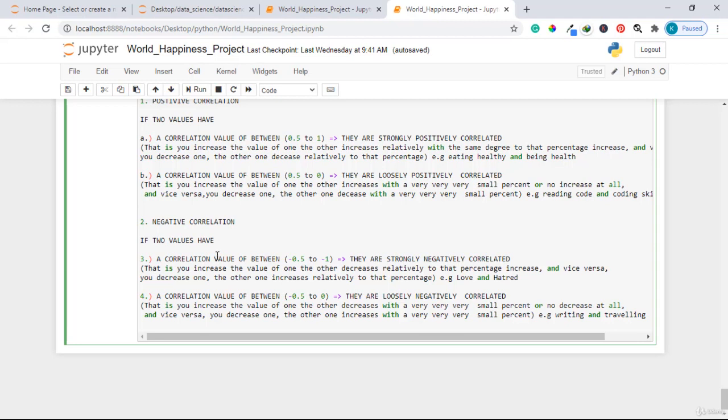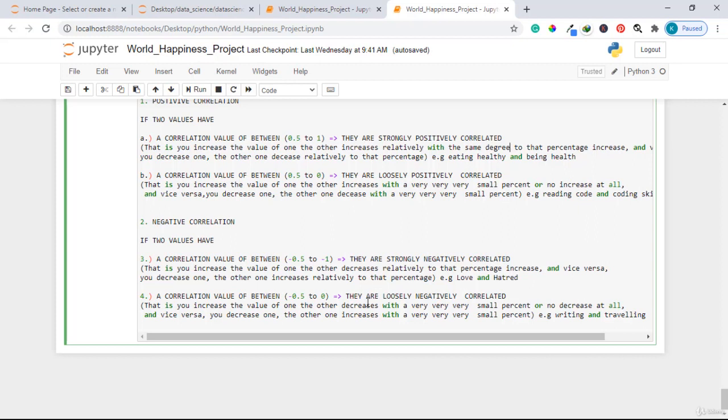And if you have two variables with a correlation value of negative 0.5 to negative 1, they are strongly negatively correlated. That means if you increase one variable with a certain percentage, the other variable decreases relatively nearly to the same percentage. For example, love and hatred. If you increase love with a certain percentage, hatred decreases with a certain percentage. They are strongly negatively correlated. When you increase one, the other one decreases with nearly the same percentage.